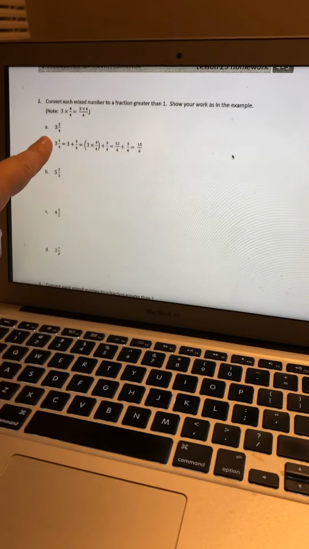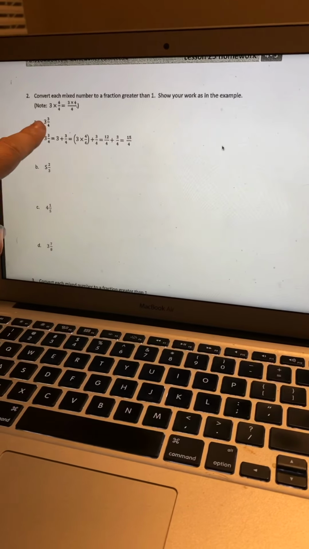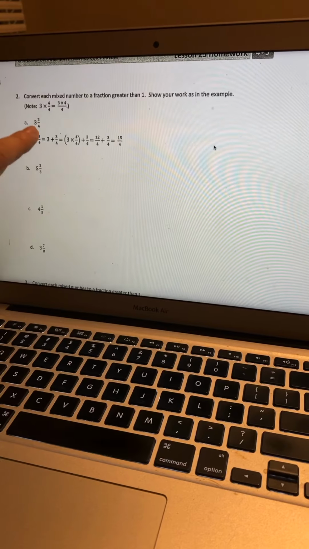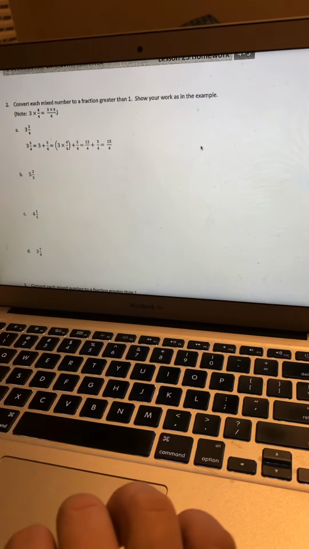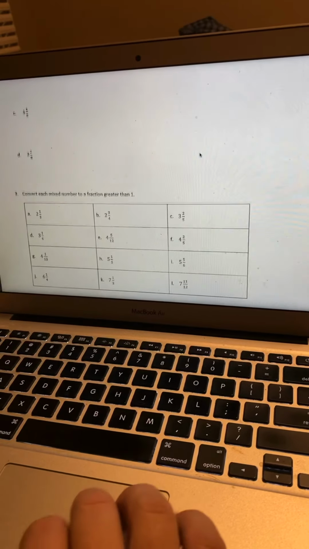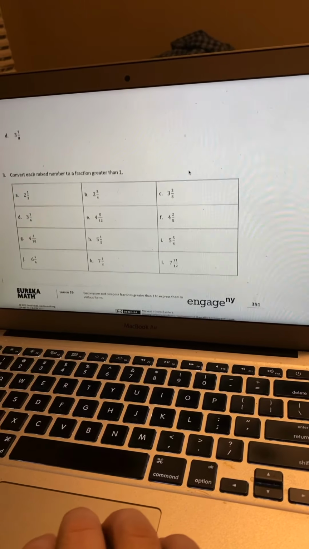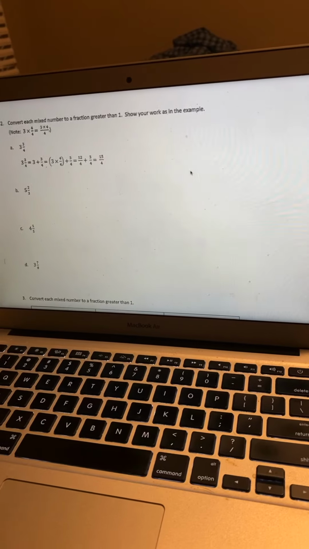Multiply right here. 4 times 3 is 12. 12 plus 3 is 15. Denominator stays the same. There's 15/4. Just get mad at all these problems. Just get mad at B, C, D, and all of these problems right here just for more practice. And there's your assignment for the day.